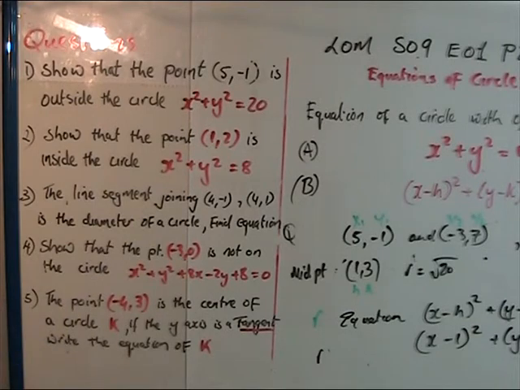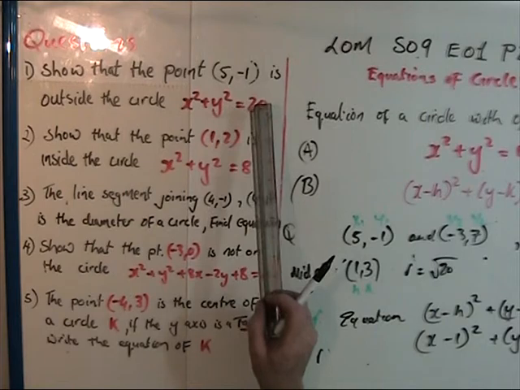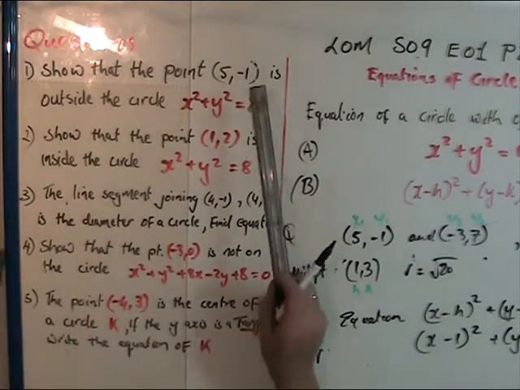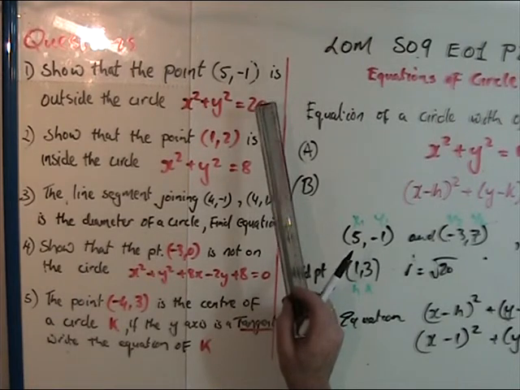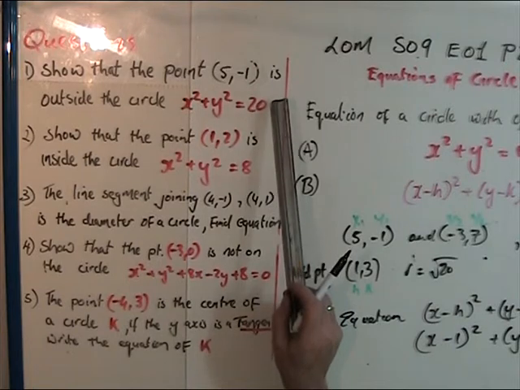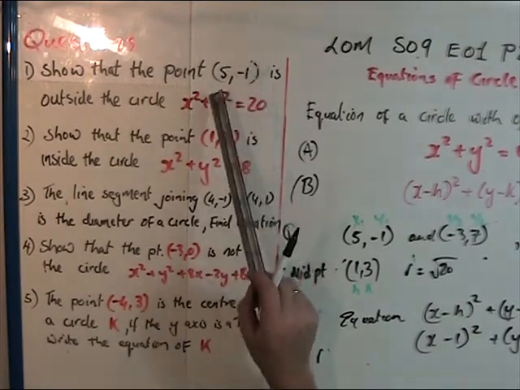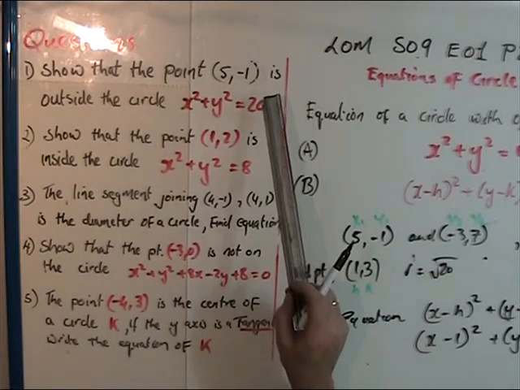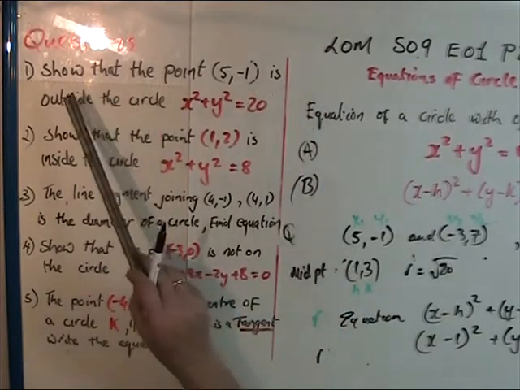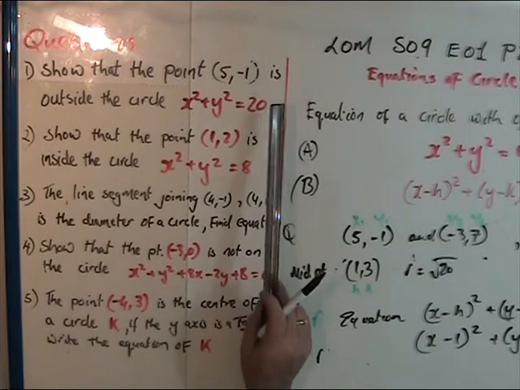Now the questions. Show that the point (5, -1) is outside this circle. Well, all you have to do is prove that the length of the line from (0, 0) to (5, -1) is greater than root 20, because this is expressed as r squared. Alternatively, you can put these values in and see if they're less than 20 or greater than 20. So you've got two options to do it this way.